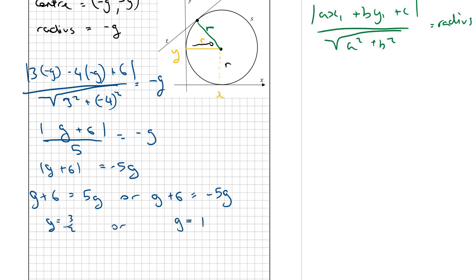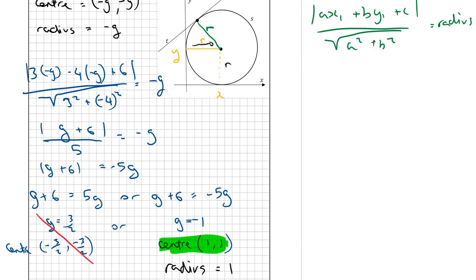That would mean that here the center is minus 3 over 2, minus 3 over 2. Or here the center is, that's minus 1, 1, 1. Now, crucially you're told that it's in the first quadrant, so that has to be the center, and the radius is equal to minus g, which is 1. So this can't be the center here. Don't need to worry about that. So our center is 1, 1, and our radius is 1.